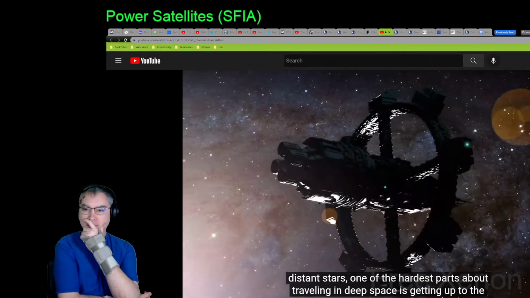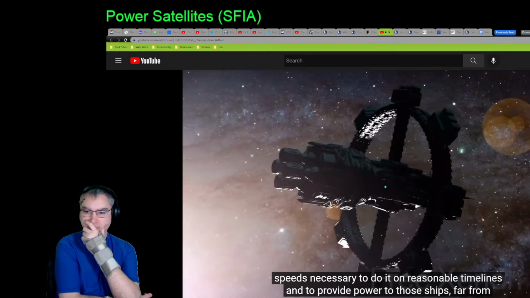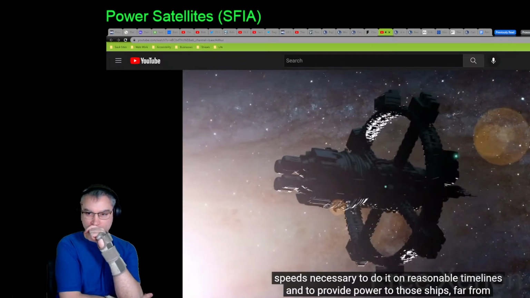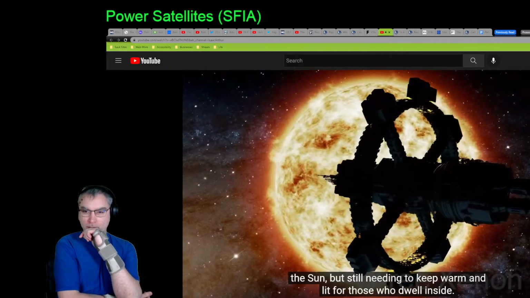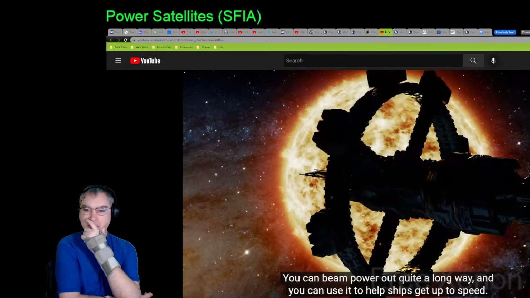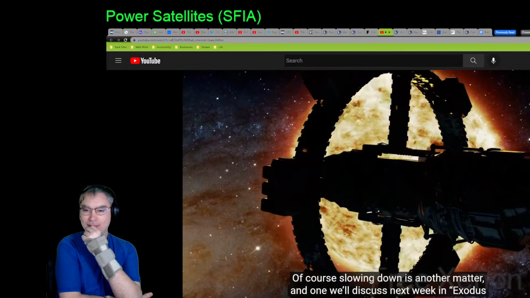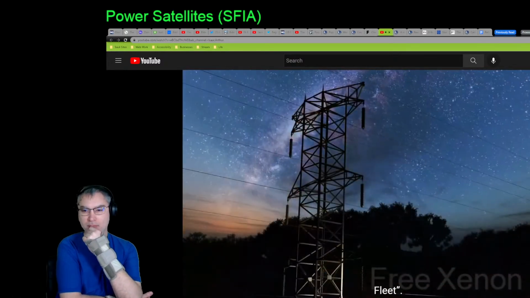One of the hardest parts about traveling in deep space is getting up the speeds necessary to do it on reasonable timelines, and to provide power to those ships far from the sun, but still needing to keep warm and lit for those who dwell inside. You can beam power out quite a long way, and you can use it to help ships get up to speed. Of course, slowing down is another matter, and one we'll discuss next week in Exodus Fleet.